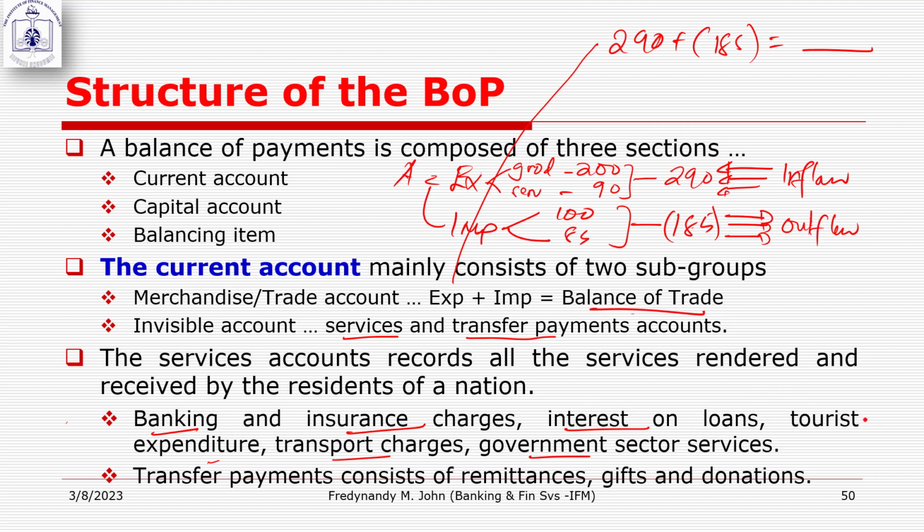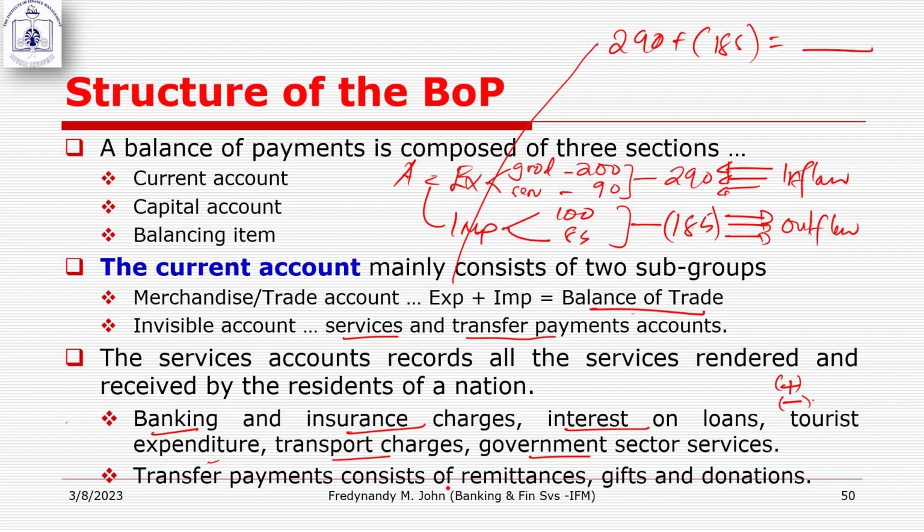So again here, remember, if it was inflow, that will be positive, and if outflow, negative. That is to say, if it is our country that has imported services, that will be an outflow of funds. But if it is our country that has exported services, that will be inflow of funds. Conversely, transfer payments consist of remittances, gifts, and donations.